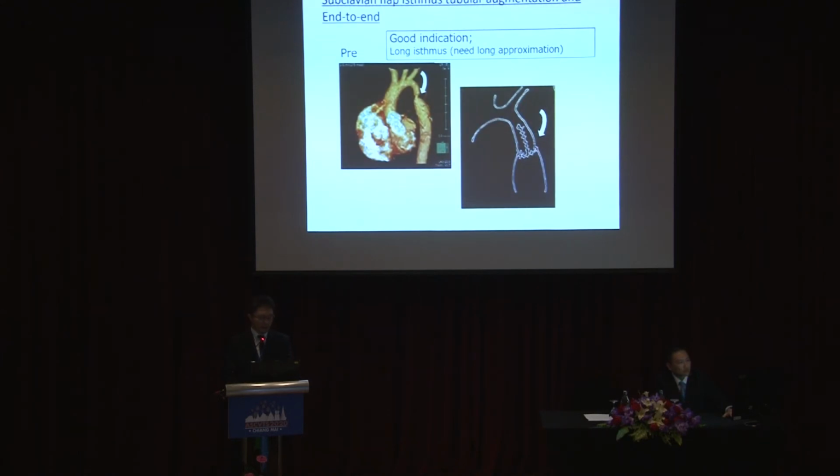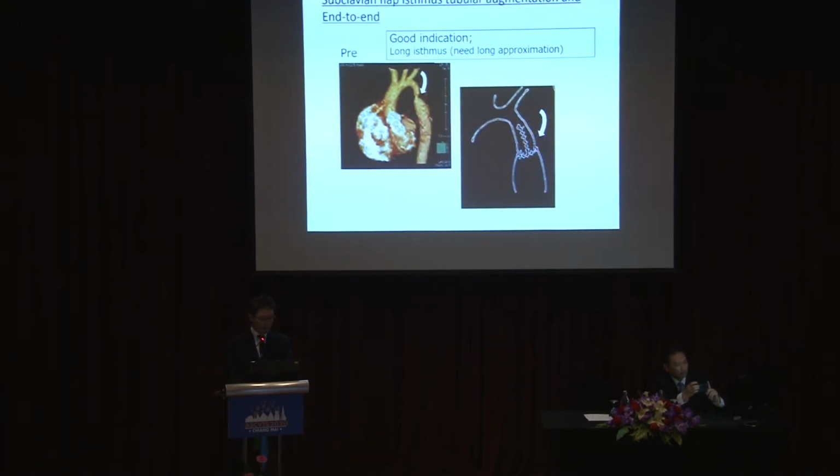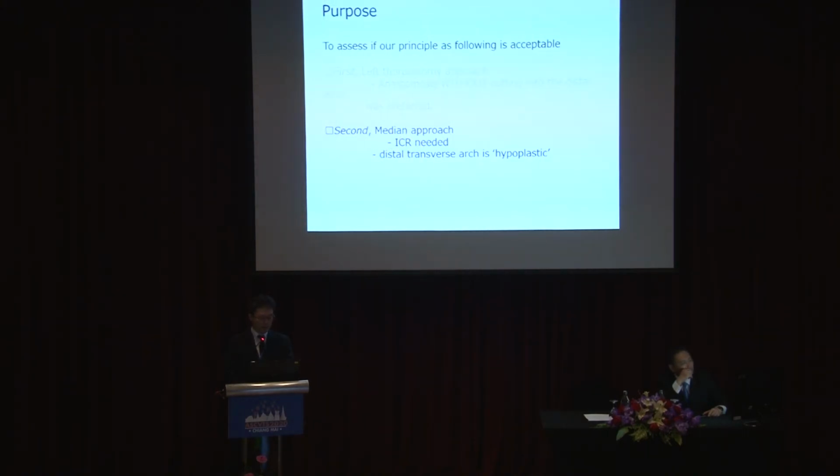We incise into the subclavian artery like this, instead, to keep a larger anastomosis site. If the aortic isthmus is long and long approximation is necessary to anastomose, this tubular augmentation is a good indication for this shape. And the second choice is a median sternotomy if cardiopulmonary bypass is needed and the distal arch is hypoplastic.